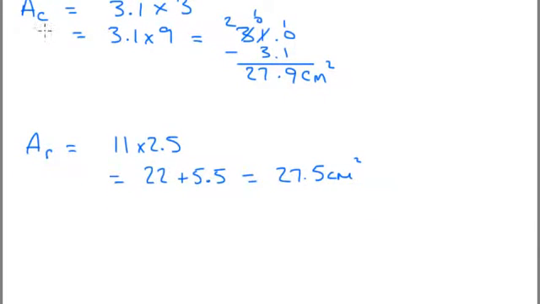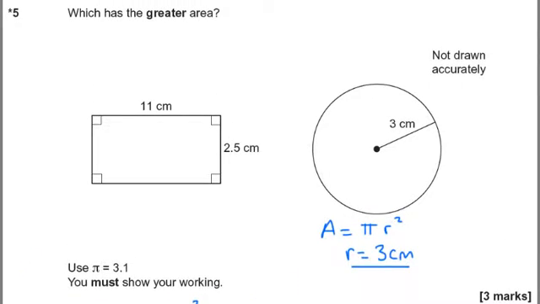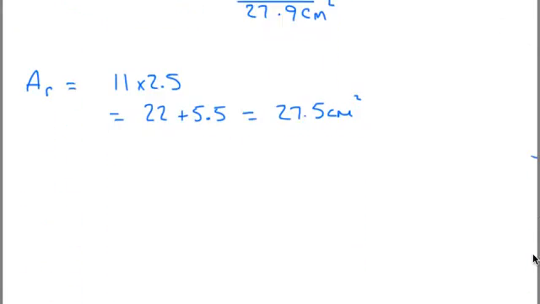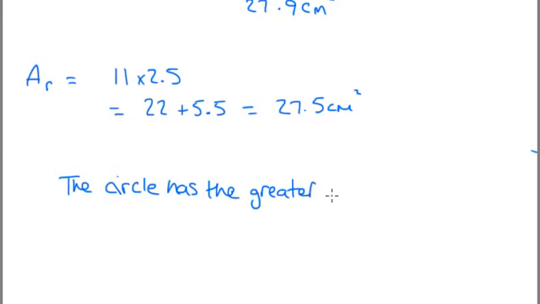So that now gives us that the area of the circle is 27.9, area of the rectangle is 27.5. The question says, which has the greater area? It doesn't say just work out both areas, it says write down which has the greater area. So the area that's biggest is the circle. So the circle has the greater area.